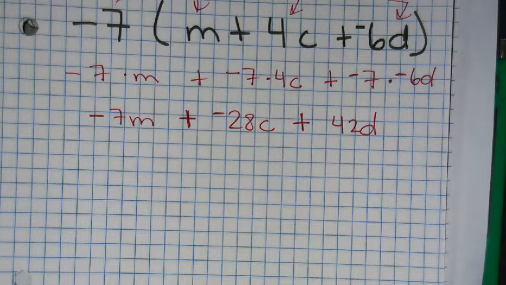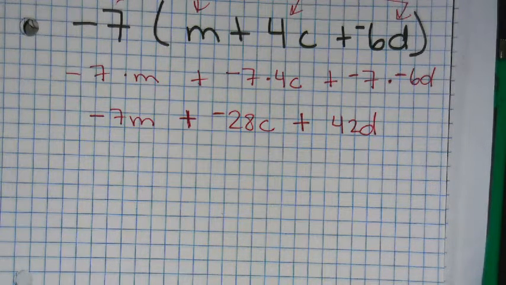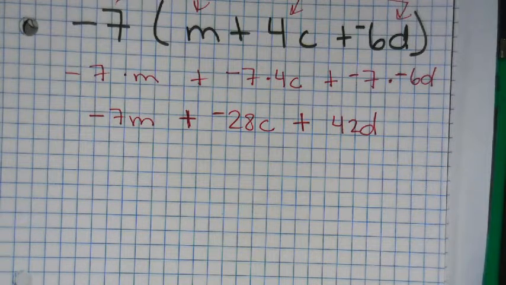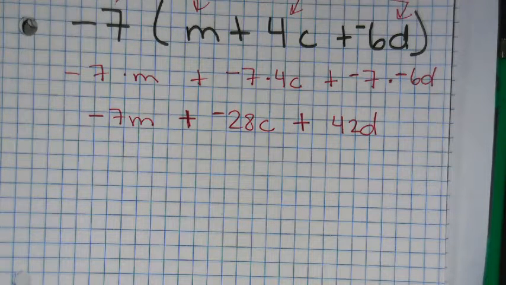Well, if the letters don't match, you can't add them. If the letters don't match, you can't add them. So the answer is 7m plus 28c plus 42d. If they don't match, then the question is just the answer. This is your answer. You can't do anything other than this. But what if they're all m? Then you can put them together, which I will teach you later on.